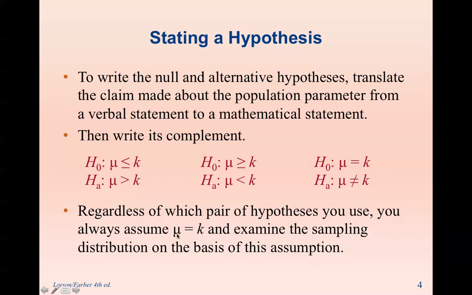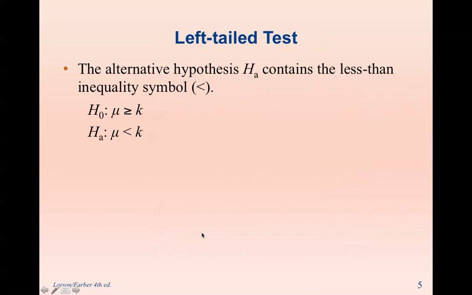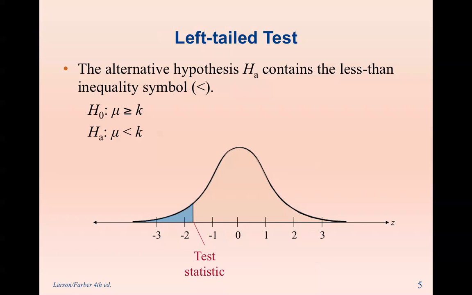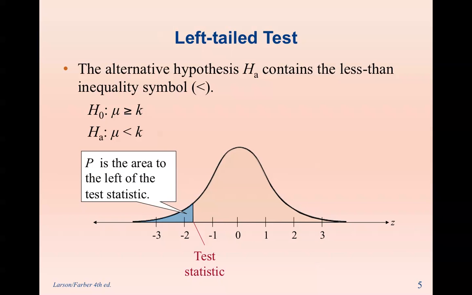This is your test statistic for the first type that we're going to be doing, and this is kind of like your constant or your part in the problem that you're discussing. So if the alternative hypothesis, H sub A, contains the less than inequality symbol, this is what we call a left-tailed test. It's less than and it's left-tailed.